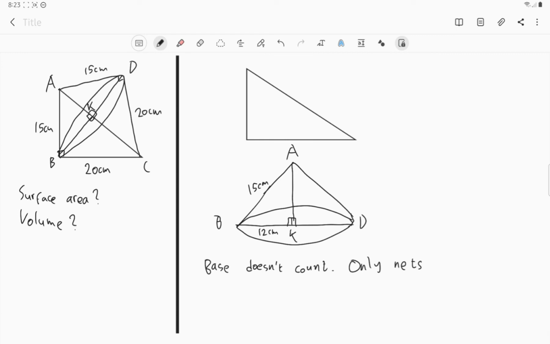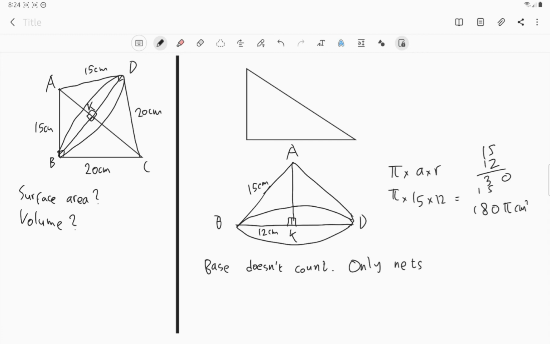Let's just use the quick formula, which is P times A times R, where A is the slope AB like this, or AD, it's the same, and R is the radius of the base circle. Now we got A is 15 and R is BK, which is 12. Now we can simply get P times 15 times 12, which is 180 P centimeter square.